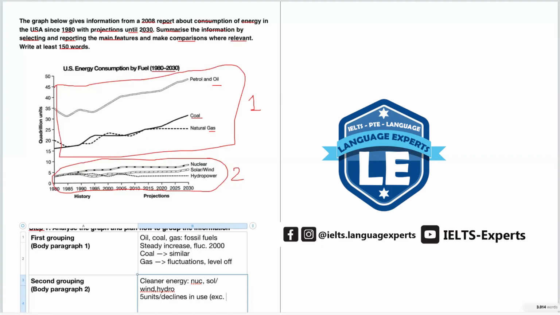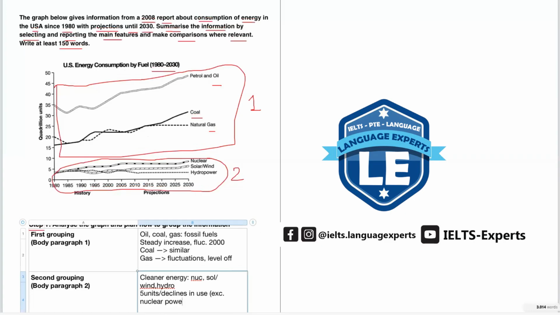So I'll put an exception as nuclear power. And it looks like nuclear is going to continue increasing slightly. So I'll put slight increase. And then hydropower is quite interesting because it looks to be unchanged. So it's just going to remain as it is.